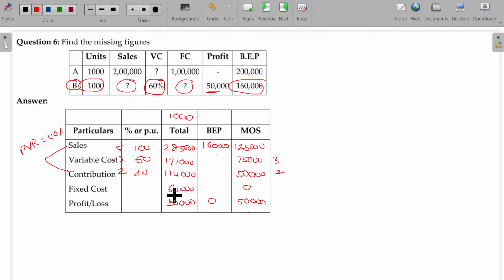You can cross verify by solving the BEP column also. 160 is the BEP sales. Out of that, variable cost should be 60%. 60% on this being how much? 96,000, balance being 64,000. As we don't have any profit for the BEP, that entire contribution is a fixed cost. You can cross verify that these two should be same. Otherwise, by adding these two, you will get the total values. With that, question number 6 is also over.